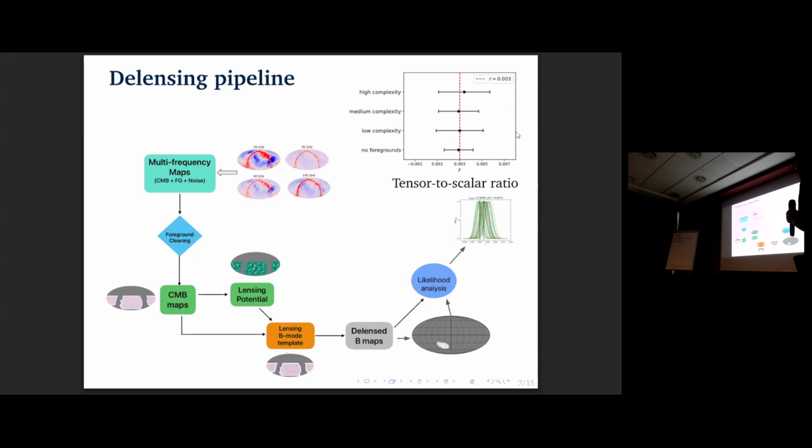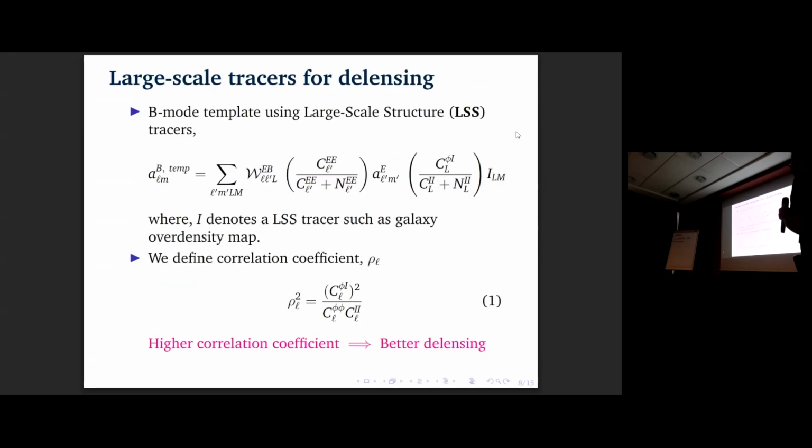So this was my first work of my PhD thesis, and it's going to be submitted soon. But the topic that I'm going to talk about today is using other tracers of large-scale structure. So not only CMB observations, but I want to use, let's say, galaxy overdensity maps from LSST, and use that tracer to create a lensing B-mode template, then do the delensing pipeline again, and see if it improves the delensing efficiency. So we can define a quantity called the correlation coefficient.